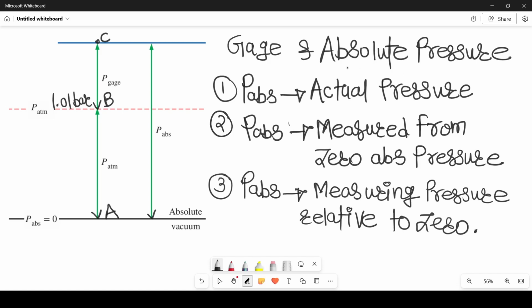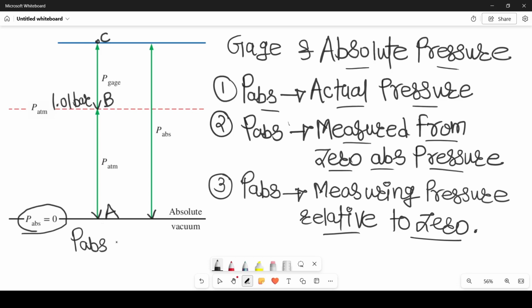So let's first discuss absolute pressure. Absolute pressure is the actual pressure measured at any given point. Absolute pressure is measured from the zero absolute pressure axis. So we are measuring absolute pressure relative to the zero pressure. So here we have the zero absolute pressure axis. Point A represents the zero absolute pressure. So I can write here: absolute pressure at point A is equal to 0.